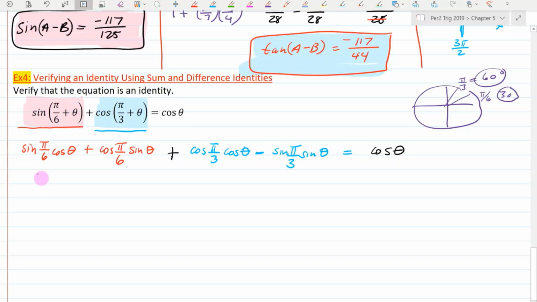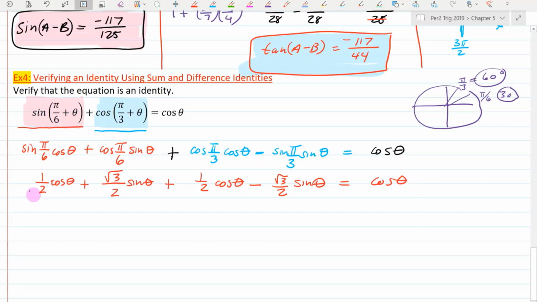All right, here we go. Sine of pi over 6 is 1/2, so I have 1/2 cosine theta plus radical 3 over 2 sine theta plus 1/2 cosine theta minus radical 3 over 2 sine theta equals cosine theta. Now, we're trying to get this to equal cosine theta. We're doing a verifying of an identity.